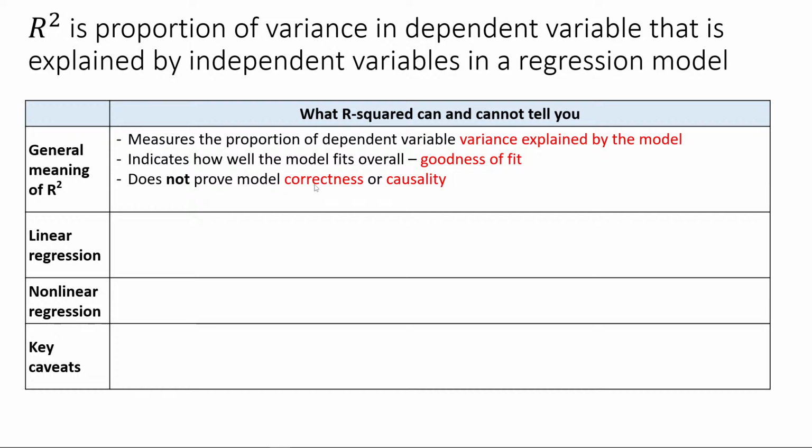Remember, I showed you in the previous example, this sixth order polynomial has an R squared of 0.999, but it's a wrong model. So it will not tell you that this model is correct. It will just tell you about the goodness of fit and how much variance the model explains. It will not tell you about causality. It just tells you correlation. Correlation does not mean causality.